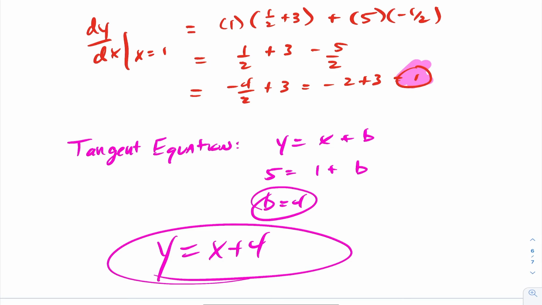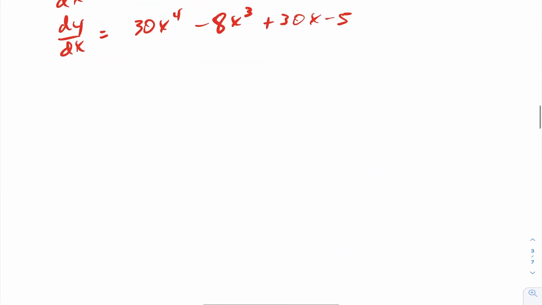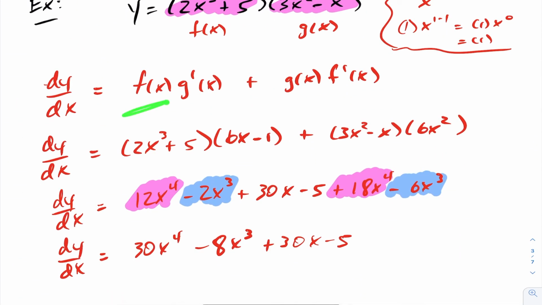Okay, that concludes today's lesson on the product rule. Please review these examples, try some on your own, and keep in mind that you're calculating the first times the derivative of the second plus the second times the derivative of the first.